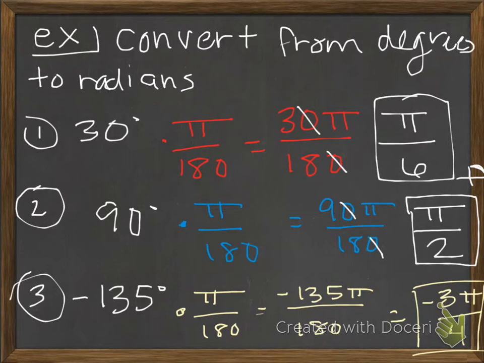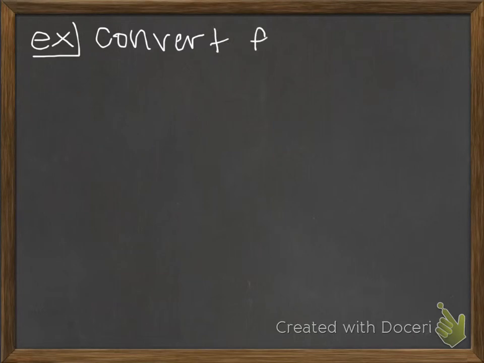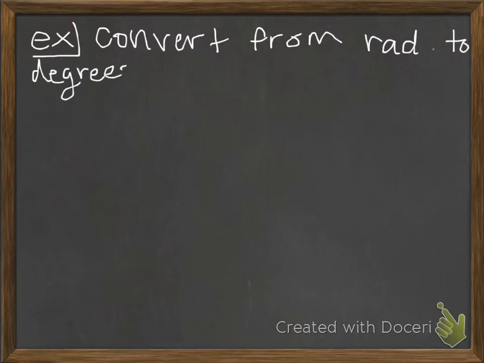So the next 2 examples I'm going to show you is vice versa, going from radians to degrees. So same deal as before, just write the directions one time. So convert from radians to degrees. So here's our first problem.